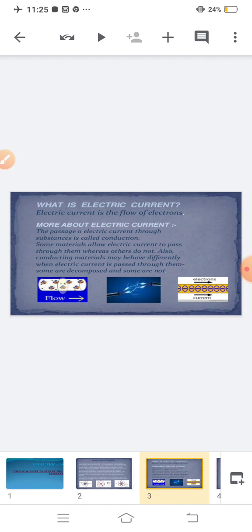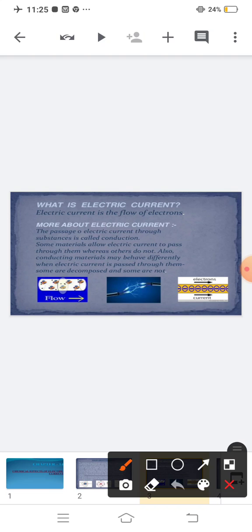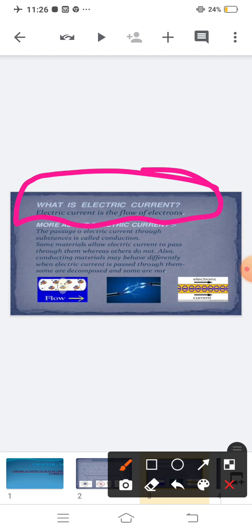So what is electric current? I told you current is passing when your electrons are moving. So with this you can write the definition of electric current. What do you mean by electric current? Electric current is the flow of electrons.